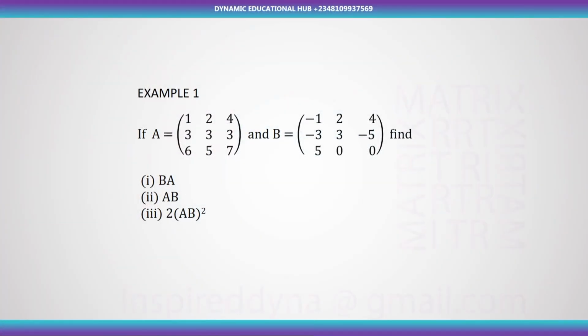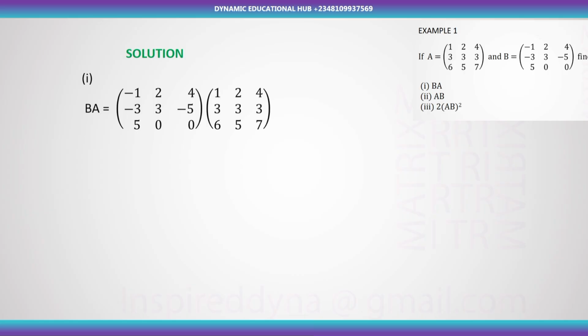The example which we are going to solve: if A is this and B is this, find, the first question is BA, this multiplied by this. The second question is AB, this multiplied by this. And the third question is 2AB squared. Now we find the square of this and then we expand it. This is scalar multiplication. We have a constant. Now let's solve the first question.